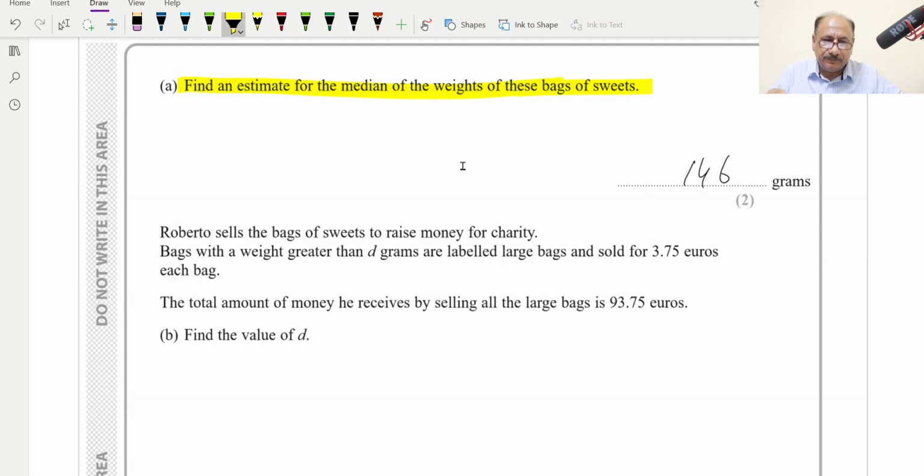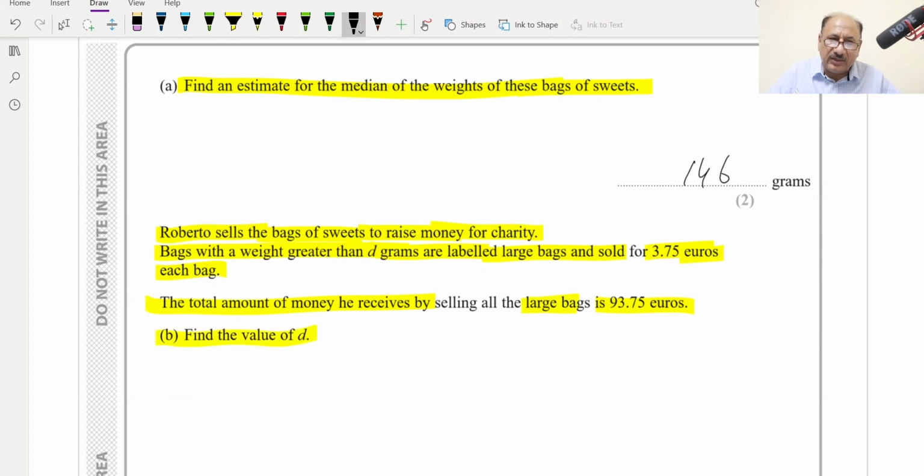Next part says: Roberto sells bags of sweets to raise money for charity. Bags with a weight greater than D grams are labeled large bags and sold for 3.75 euros each bag. The total amount of money he receives by selling all the large bags is 93.75 euros. So find the value of D.